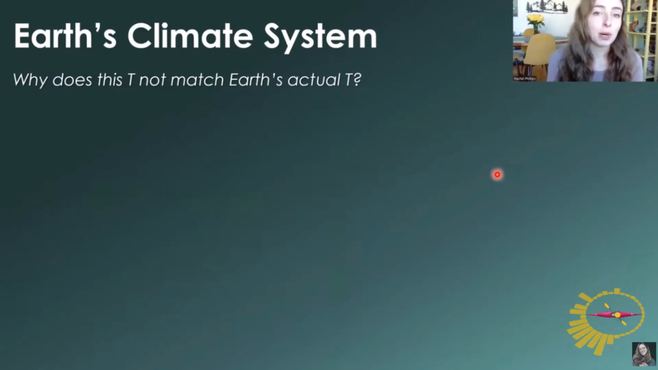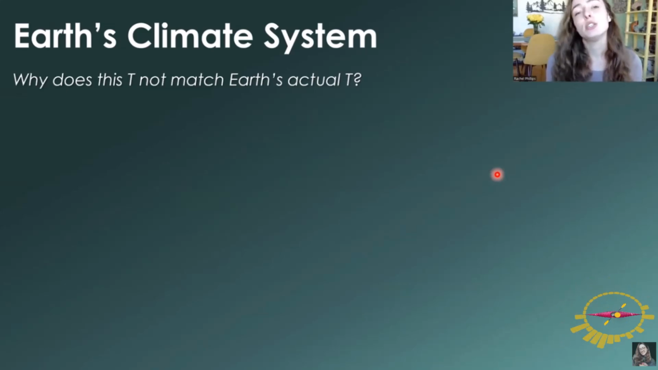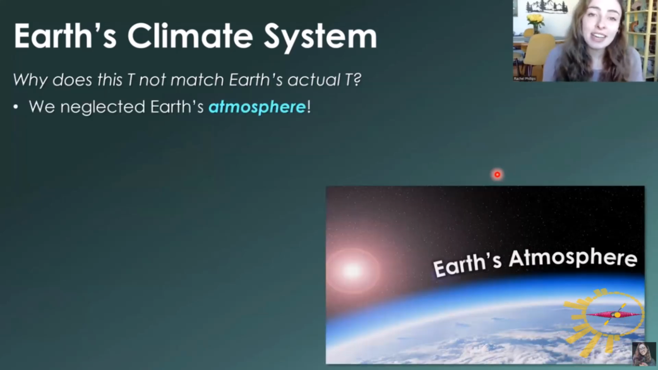Why didn't our simple model of the in energy and the out energy for Earth work or come up with the temperature that Earth actually is? Why is it warmer than what we calculate using the in equals out energy balance model? Because this model neglects the existence of Earth's atmosphere, and Earth's atmosphere greatly affects this in versus out ratio.